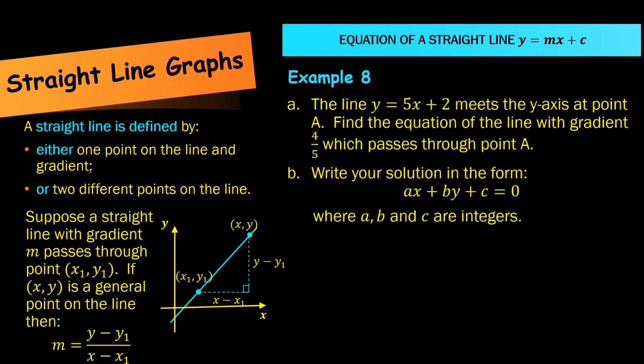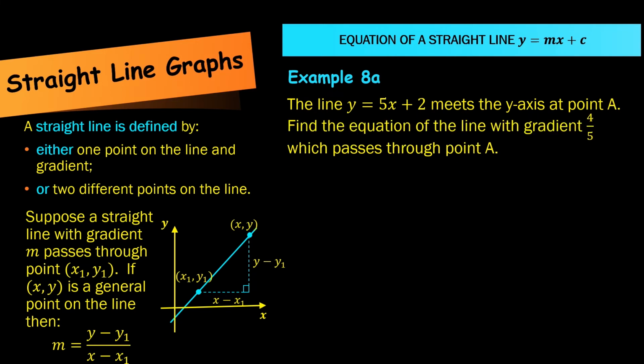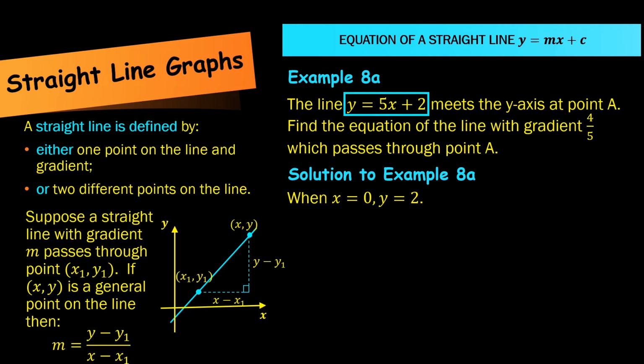Let's take a look at another example to illustrate this theory. The line y equals 5x plus 2 meets the y-axis at point A. Find the equation of the line with gradient 4/5 which passes through point A. Write your solution in the form ax plus by plus c equals 0, where a, b and c are integers. We will tackle the solution to example 8a first. Now when x equals 0, we have y equals 2. Therefore, A equals (0, 2).